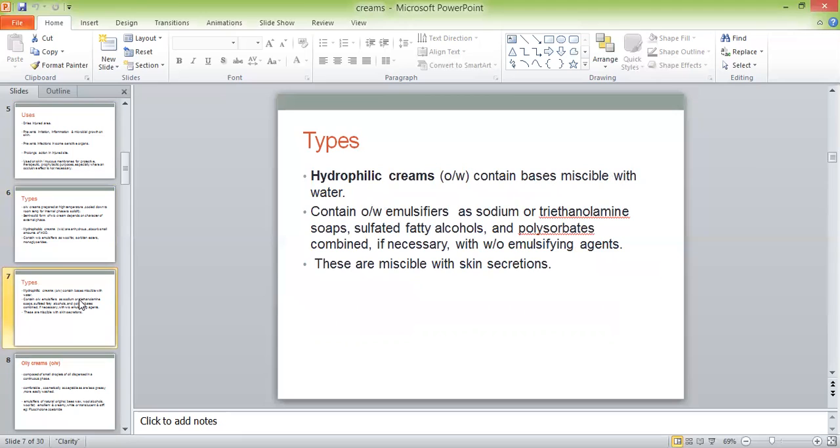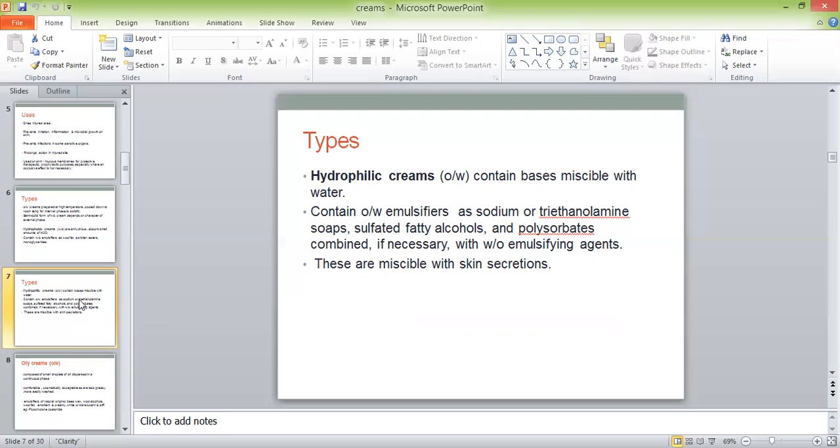Hydrophilic creams, or oil and water creams, mean that the external phase is water, and they have a very high affinity for water, and they contain bases which are water miscible. Now they contain oil in water emulsifiers like sodium or triethanolamine soaps.